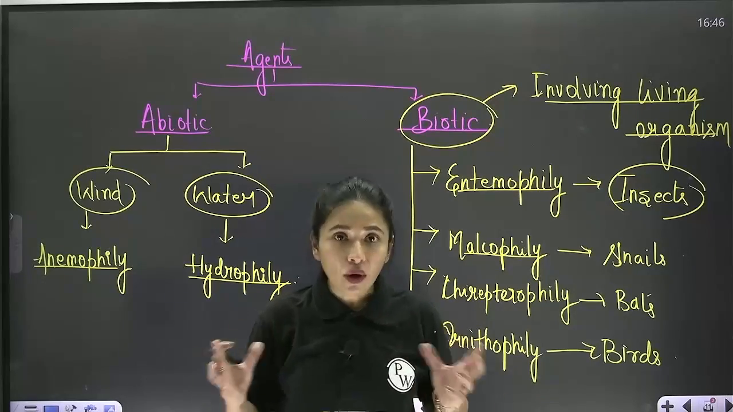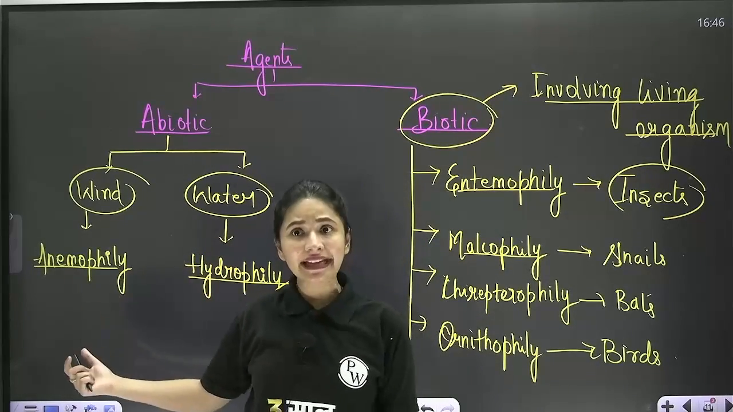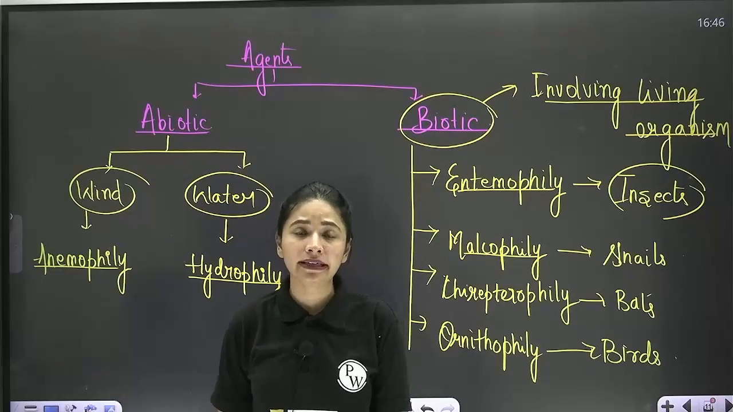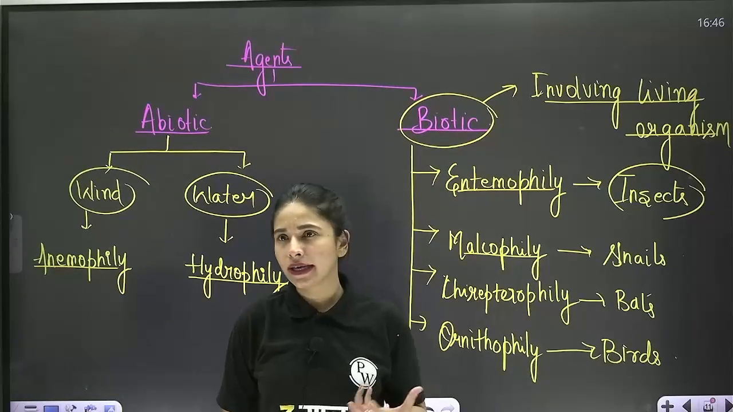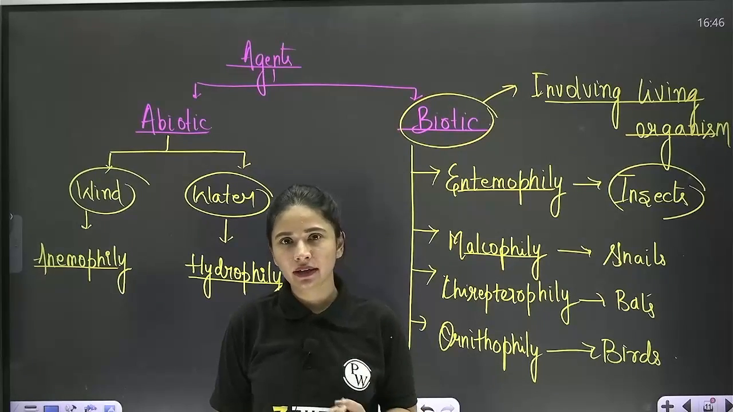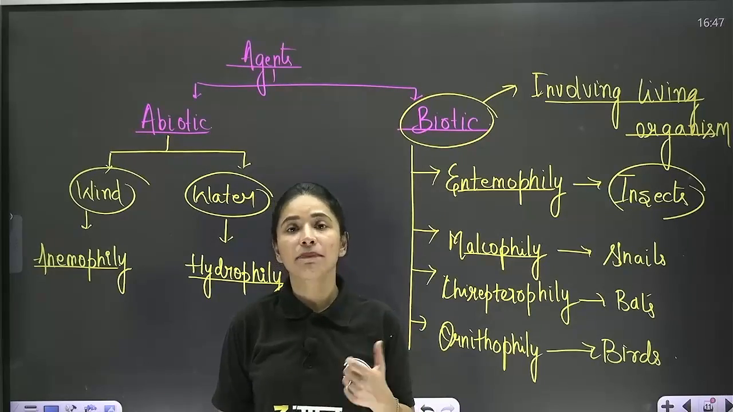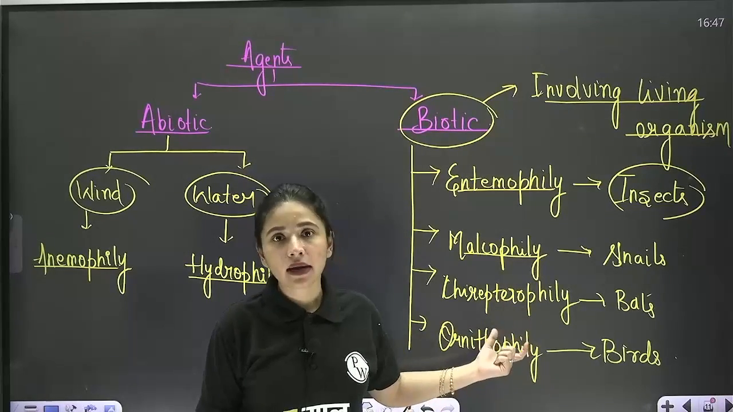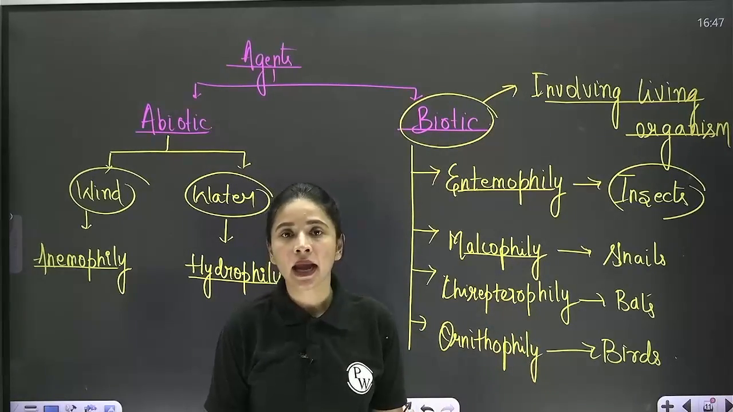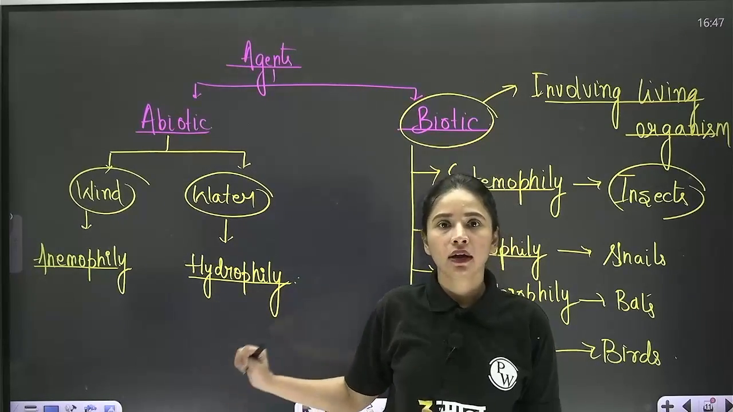But this reward condition is not applicable over here. Hence, in case of abiotic agents pollinating flowers, they are small, inconspicuous, not brightly colored, not producing any fragrance, not producing any nectar. But all these conditions are mandatory for a flower which is getting pollinated by biotic agents. Correct? Understood so far? Okay.